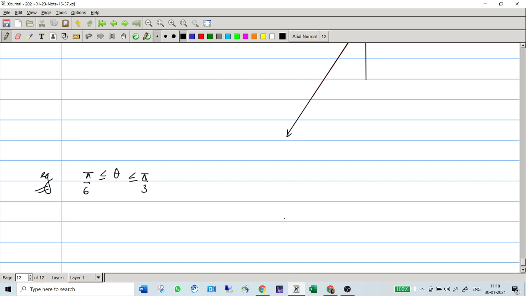What sort of graph will it show? Right now, no matter whatever r you take, it's not a problem. Theta should be between pi by 6 and pi by 3. Just give it a try.